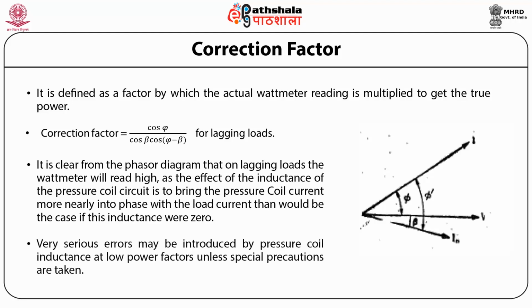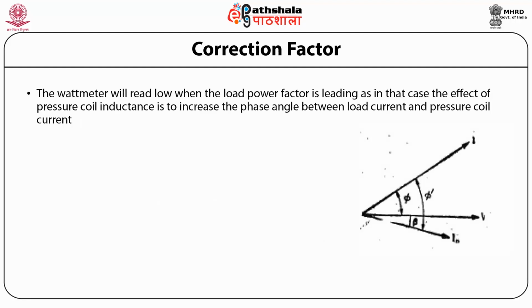Very serious errors may be introduced by pressure coil inductance at low power factors unless special precautions are taken. The wattmeter will read low when the load power factor is leading, as in that case, the effect of pressure coil inductance is to increase the phase angle between load current and pressure coil current. Thus, the correction factor for leading power factor is given by cos phi divided by cos beta multiplied by cos phi plus beta.